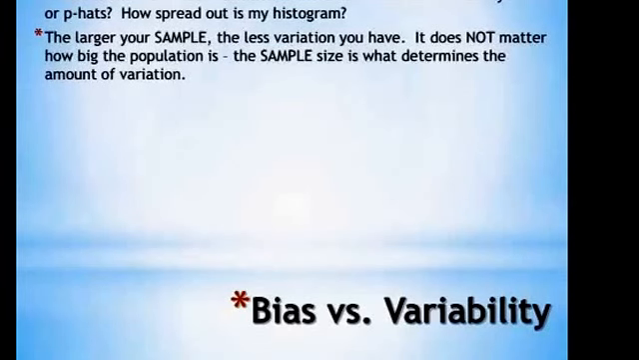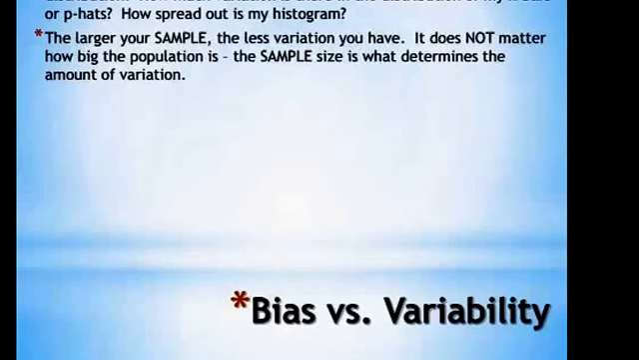Variability of a statistic. This is just the spread of the sampling distribution. How much variation is there in the distribution of my x bars or p hats? How spread out is my histogram? The larger your sample, remember, the more samples you take, or the more people, fish, dogs, whatever you're sampling, the more you have, the less variation you have. It does not matter how big the population is, the sample size is what determines the amount of variation.